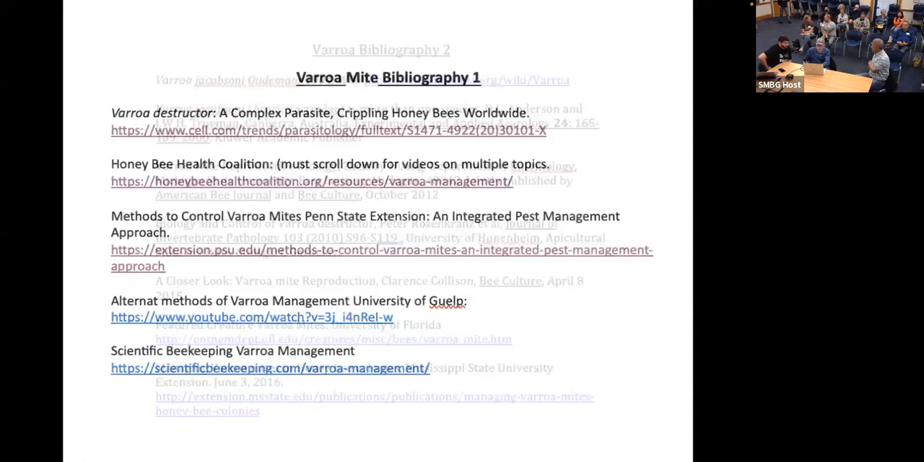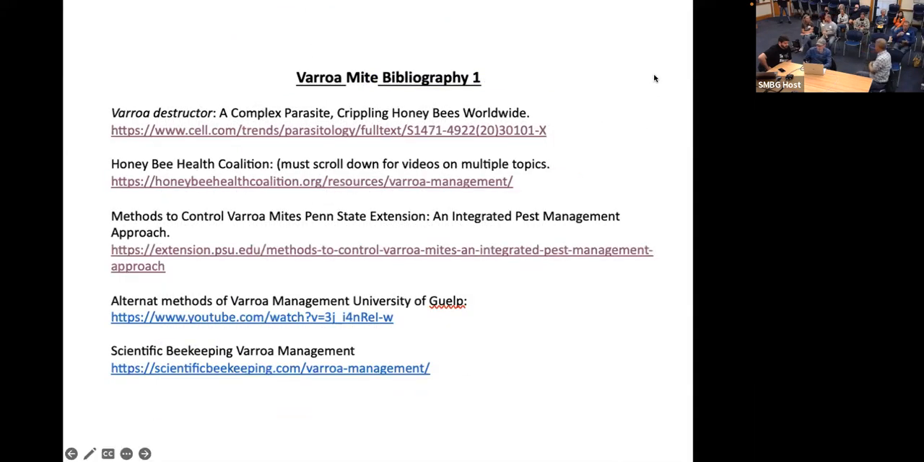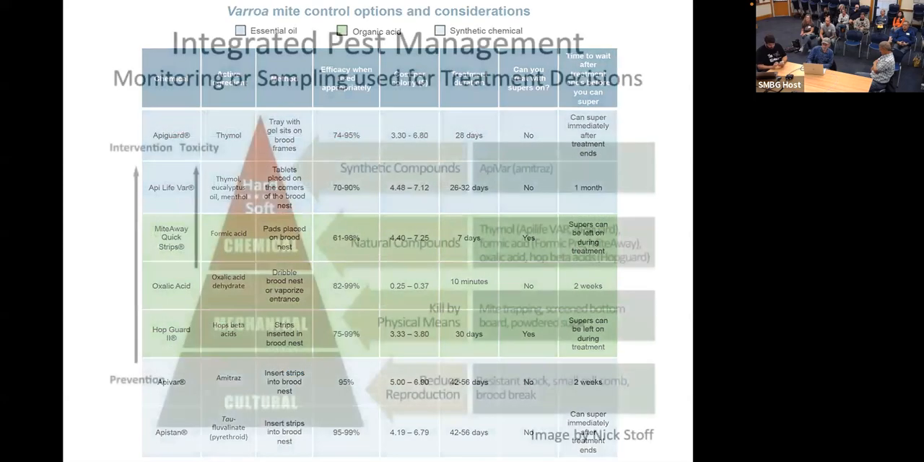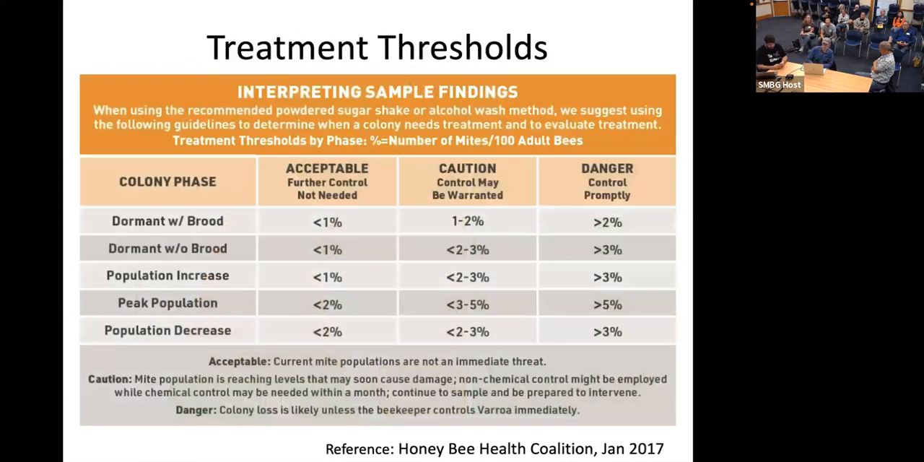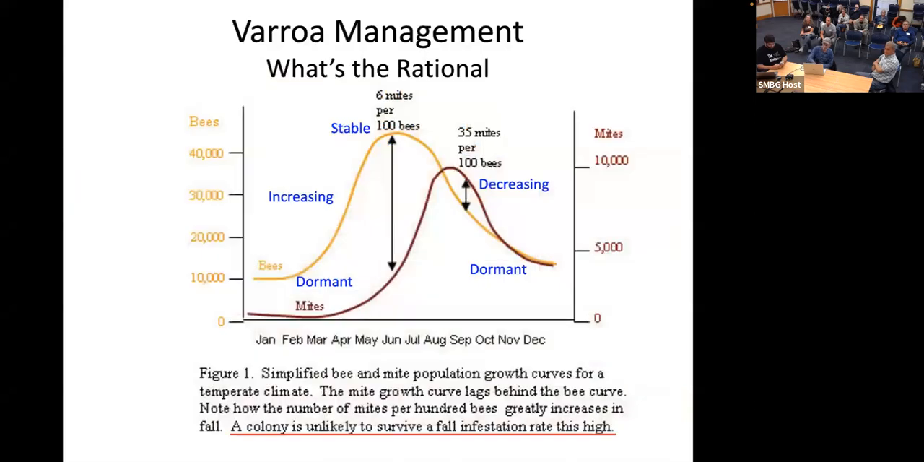Okay. Here's the first page of the bibliography. If you want to do your screenshots, you want to take a picture again? No? Okay. And then here are the thresholds. I need to go back one more.